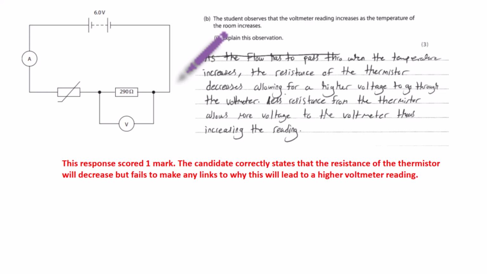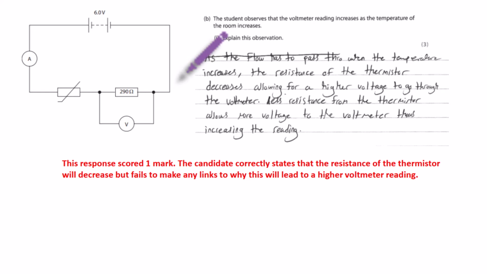The student has clearly mixed up voltage and current. Resistance affects current, not voltage. It does, but you cannot say passes more voltage when it comes to changing the resistance. That's just not how it works. Resistance directly affects the current. This response scored 1 mark.